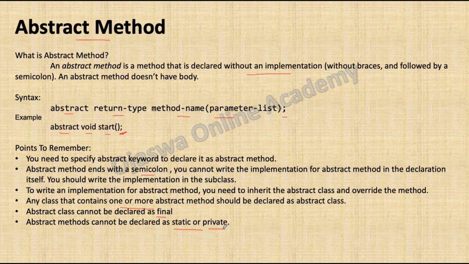Also, abstract methods cannot be declared as private. Why? Because private methods are invisible to the subclass. In the case of an abstract class, the abstract method has to be overridden in the subclass. If the method is not visible to the subclass, it won't be able to give an implementation for it. That is why an abstract method shouldn't be private.